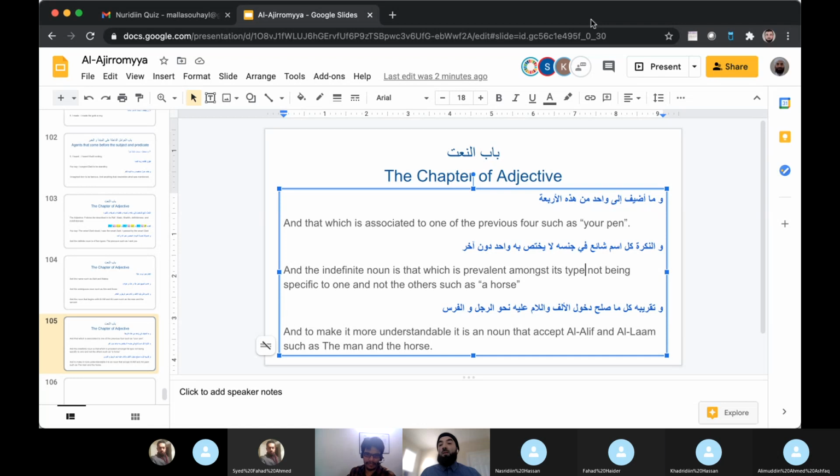Sheikh, we could have said a pen, and that would have been indefinite, right? A pen would have been indefinite as well because a pen would apply to anything that resembles something of this type, right? Yeah, I got it, Sheikh.